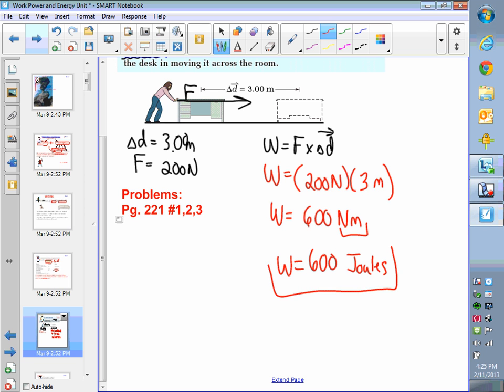All right, and no direction needed. If the force was west and the displacement was west, we don't consider the work done to be in the western direction. It is just a quantity of energy, and it's 600 joules.